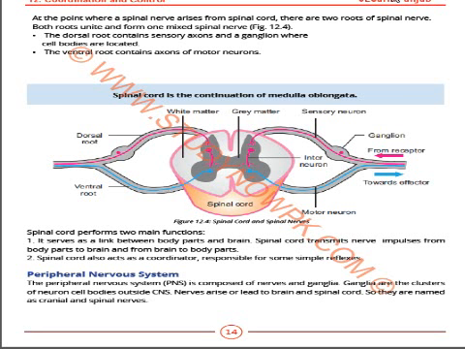Today we are going to study about the spinal cord because we have already done half of the topic, which was about the CNS, the central nervous system, which was about the brain. Today we are going to start about the spinal cord. The CNS is composed of two parts, the spinal cord and the brain. So the brain we have already covered. Now we have to study about the spinal cord.